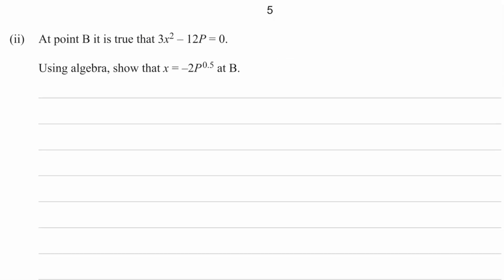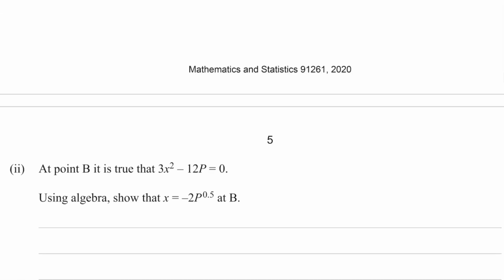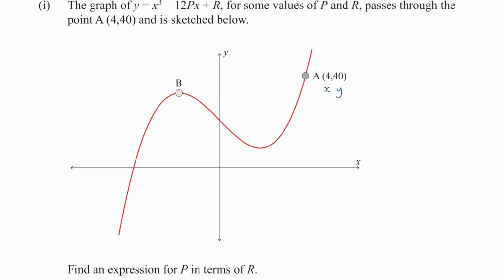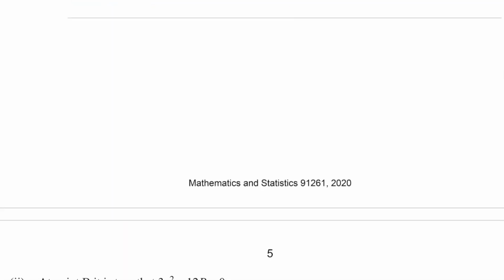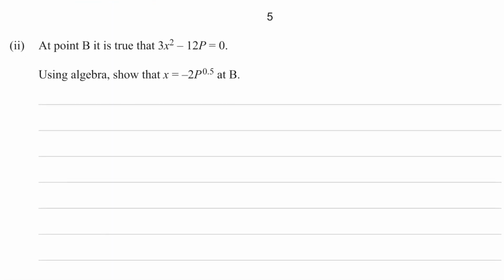Now part 2. At point B. So remember, point B, is it a maximum? It looks like it's a maximum, right? We don't know. It's about a maximum. Right, so at point B, it's true that this expression holds. So this is just restricting the value for P. That's all that's telling us. It's like P must be some value so that the x value of B makes that equation true. And we're asked to show using algebra that in fact at B it must have this x value.